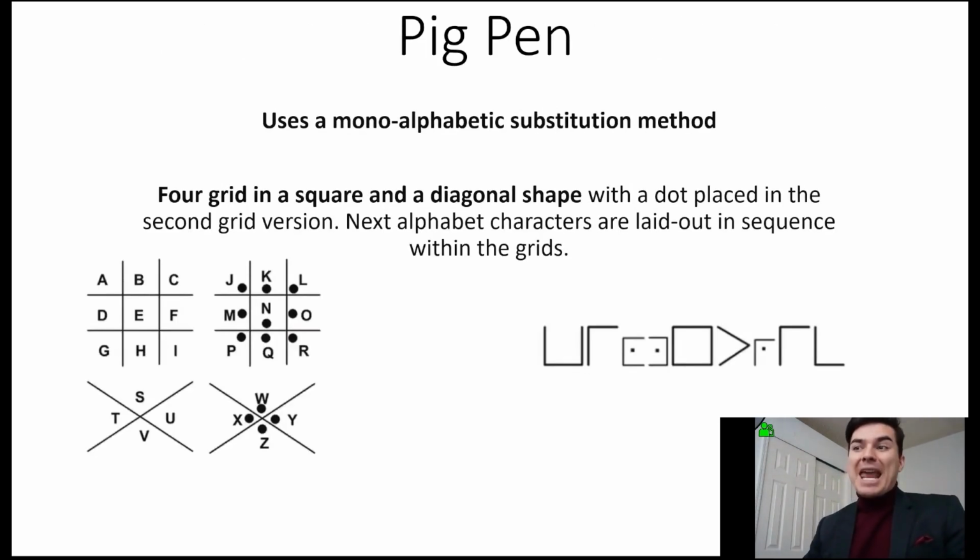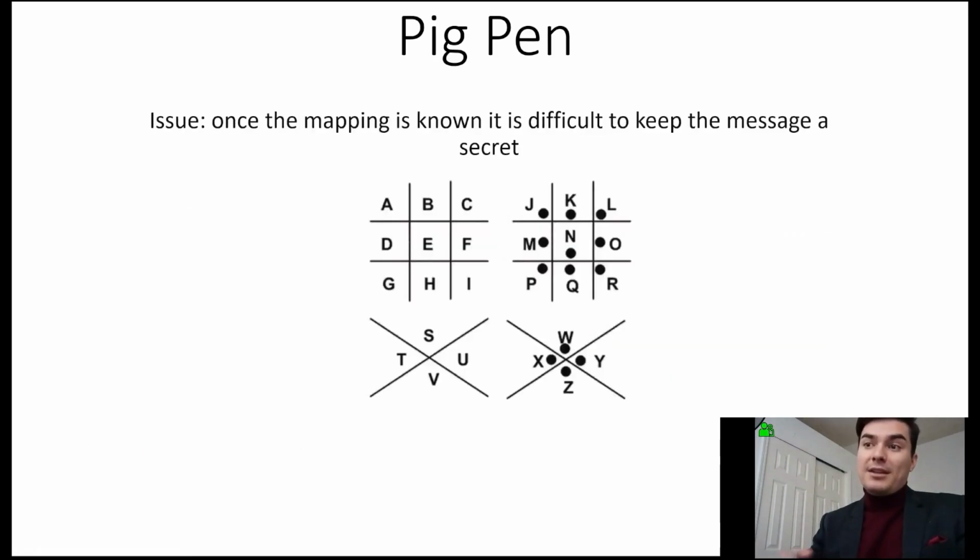Pigpen uses a monoalphabetic substitution method, and it's a 4 grid in a square in a diagonal shape. If you would like to see how this actually works, then go ahead and leave a comment below, and I'll do a full video on that. The issue with Pigpen is that once the mapping is known, it's difficult to keep the message a secret.